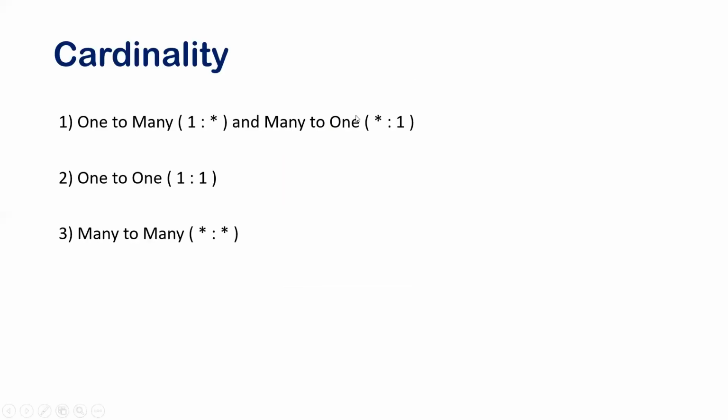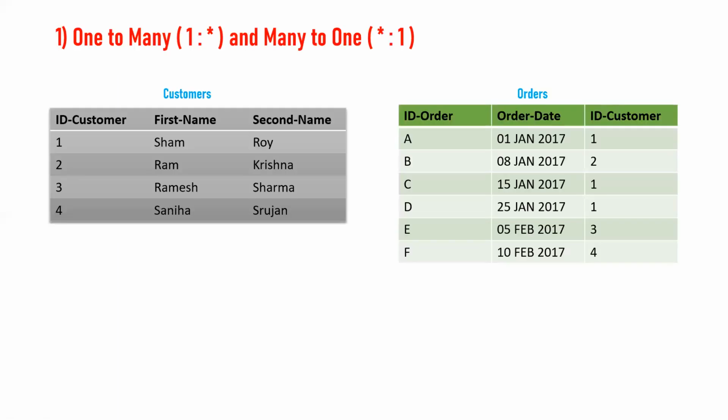First, we'll learn about cardinality. It has three types: one to many, one to one, and many to many. The first one is one to many and many to one. That is, one is to many, one is to star, star is to one.